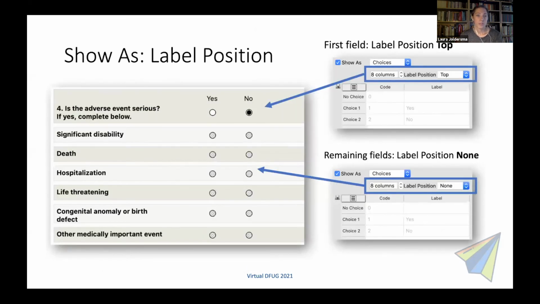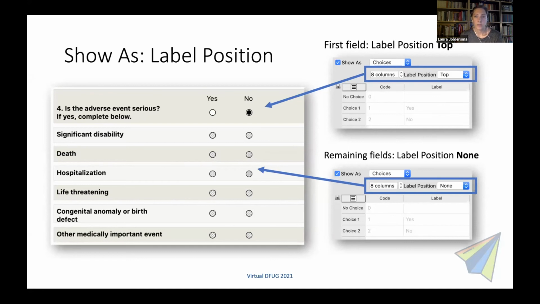So the other option within the show as field property is a label position. Here I have a question related to the seriousness of an adverse event. It's just a series of yes/no questions, and I don't need to repeat my yes/no label for each of these questions. I just want to show it once as a label for all of the radio buttons in this section.